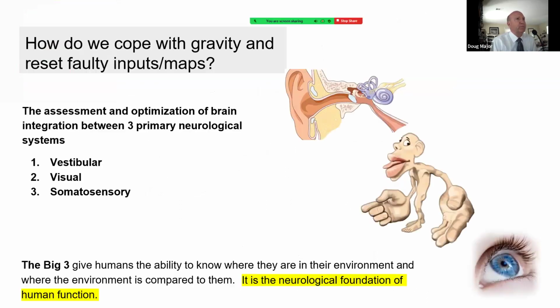So the big three are really vestibular, visual, and somatosensory. These are the foundation of neurological function. It's sort of the foundation of what we are and how we cope with gravity, and how we have our maps of ourselves and how we interact with the things around us in life.